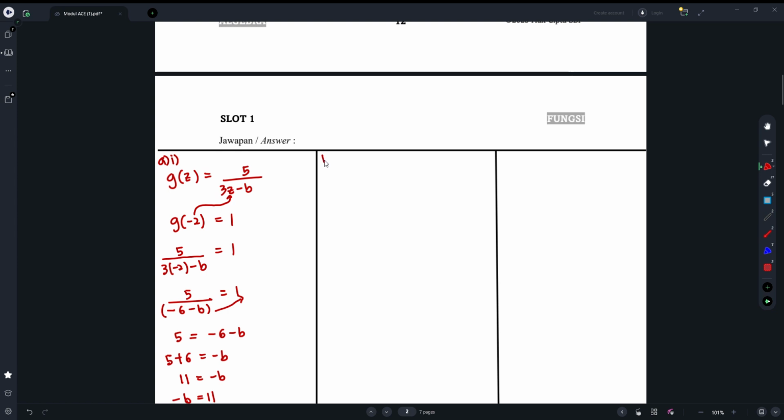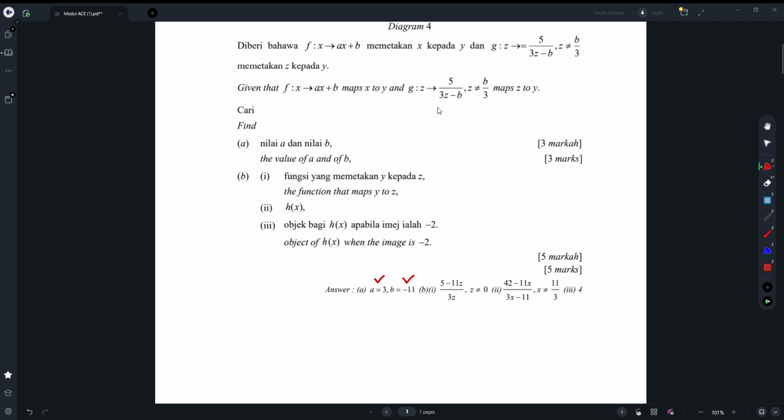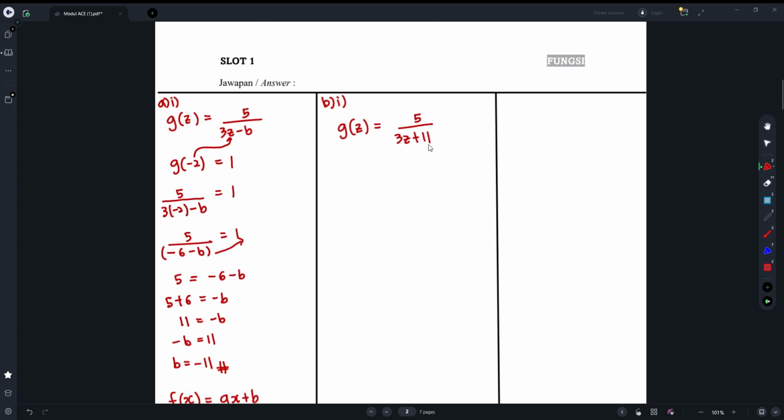Let's move on to B Roman 1. In B Roman 1, what you need to understand is that the function g(z), we already updated with the unknown, which is 5 over 3z plus 11. You have to understand why it is plus: in the original function it is minus b as stated here, but when you put minus negative 11, the negative and negative will become positive. That is the reason why here it becomes positive 11.